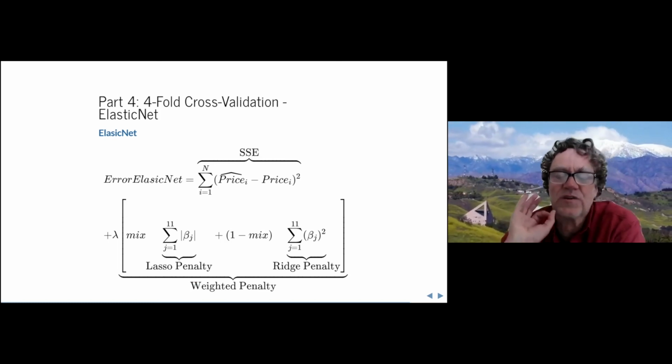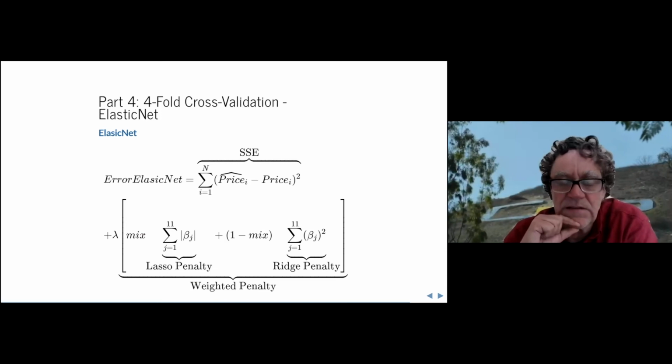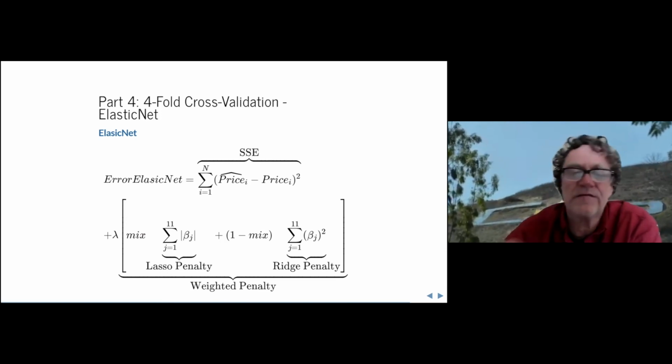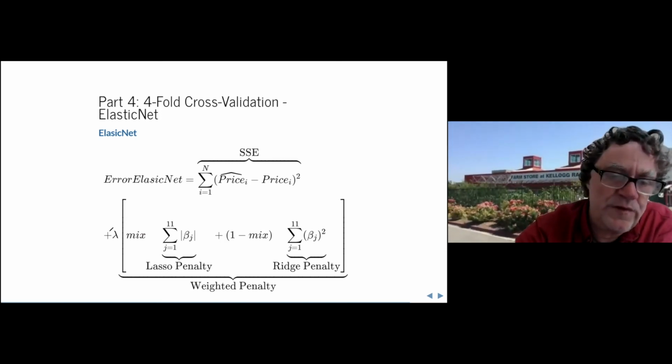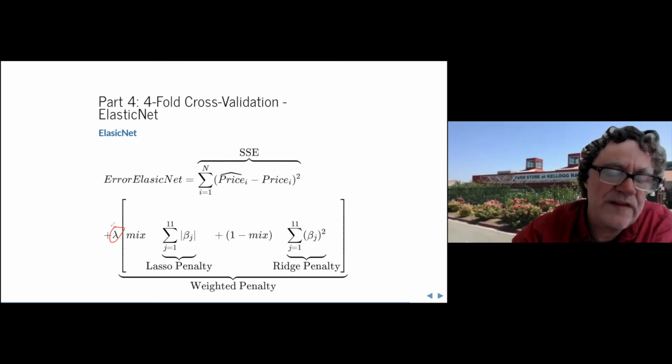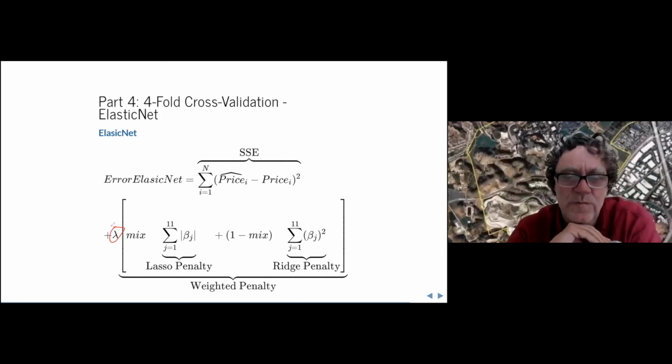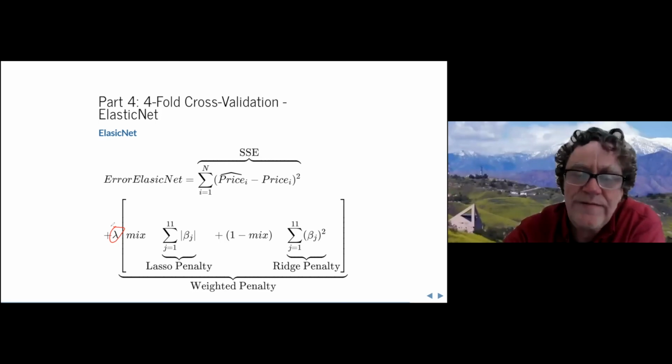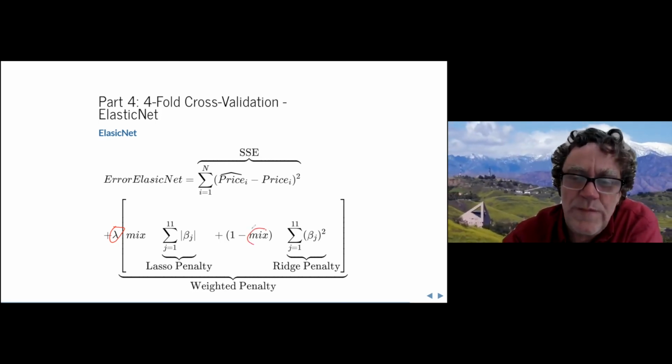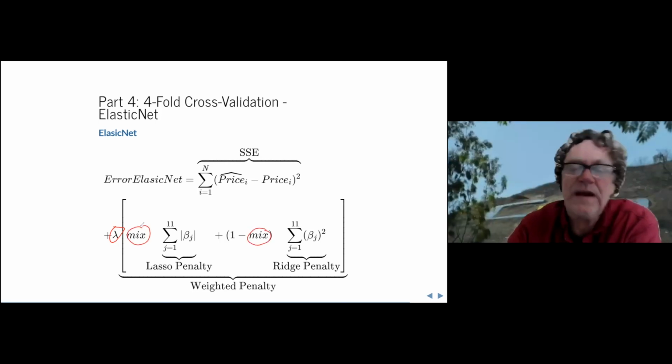Well, one question is, how do I find the right lambda? Because before I just said it's 540, that's a little bit of a shortcut. And how do I find the right value to mix my penalties?